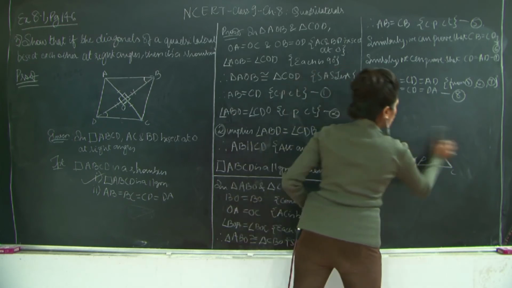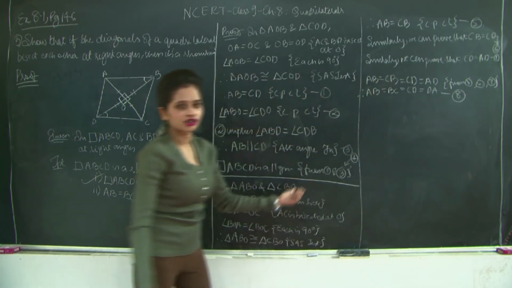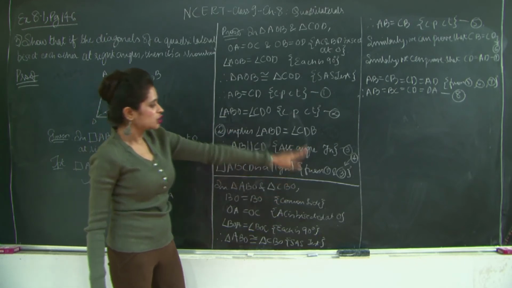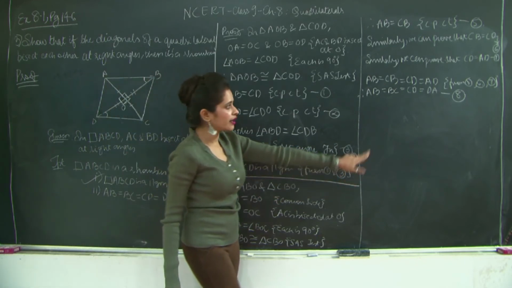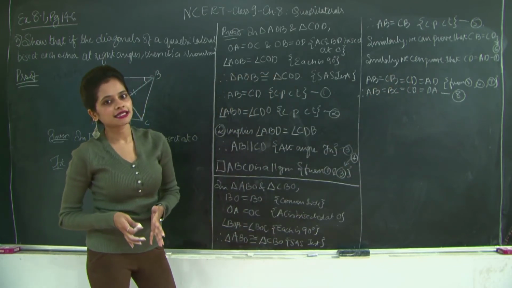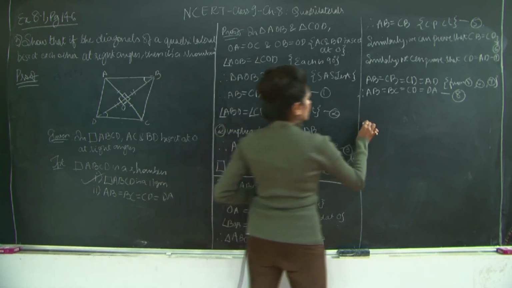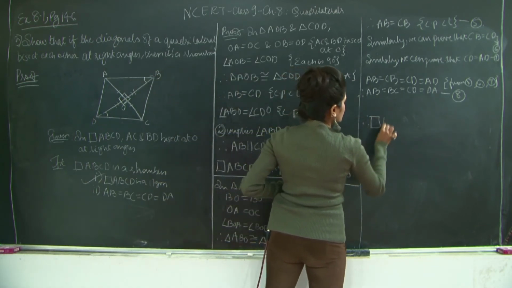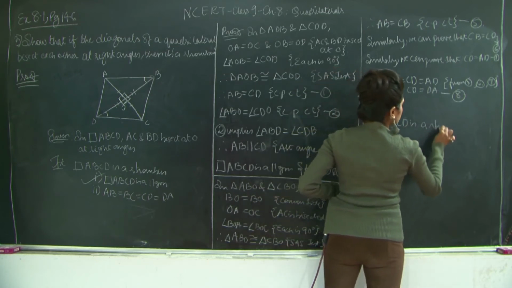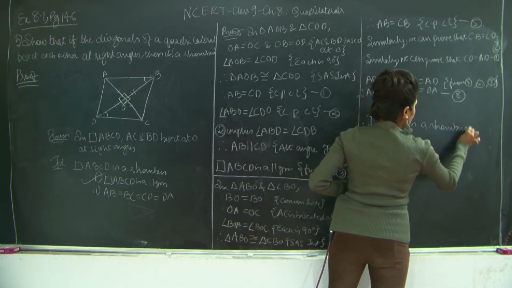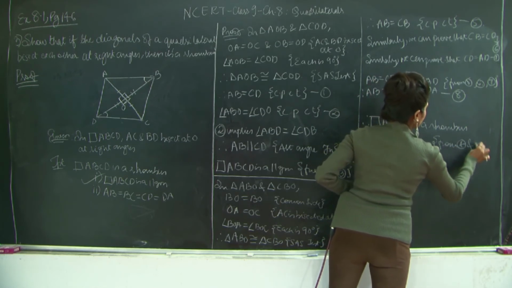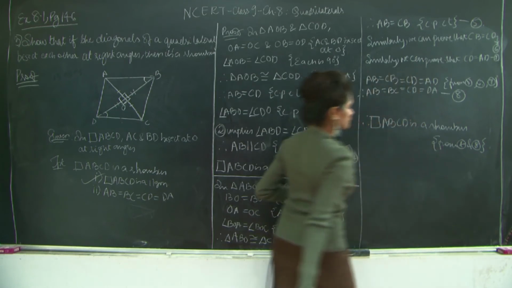Now I'm going to go back to my first section's proof, which was that quadrilateral ABCD is a parallelogram. So I'm going to take my point number 4 and my point number 8 in order to prove that quadrilateral ABCD is a rhombus. So I'll say therefore quadrilateral ABCD is a rhombus, and I'll say from 4 and 8. Hence proved.